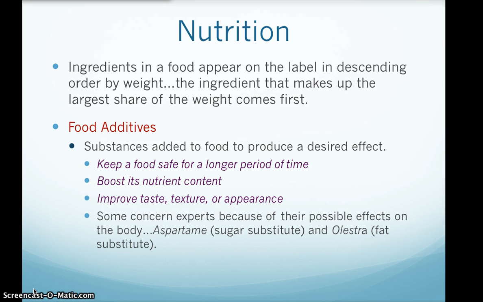Now, food additives are substances added to a food to produce a desired effect. Some of the things that a food additive will do: it will help keep the food safe for a longer period of time, maybe boost its nutrient content, or improve the taste, the texture, the appearance. Some concern experts because of their possible side effects on the body. Example, aspartame. It's a sugar substitute that is used a lot of times in your diet sodas. And olestra, which is a fat substitute.